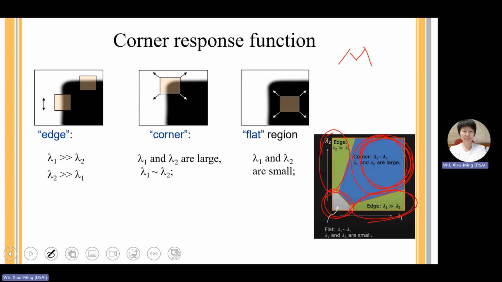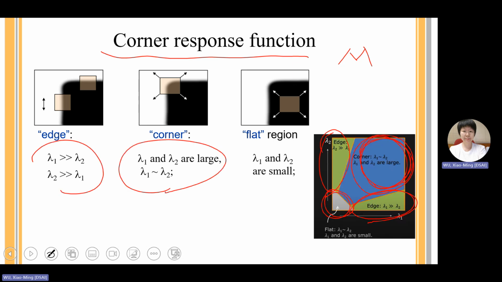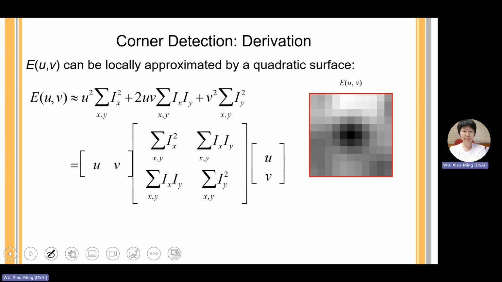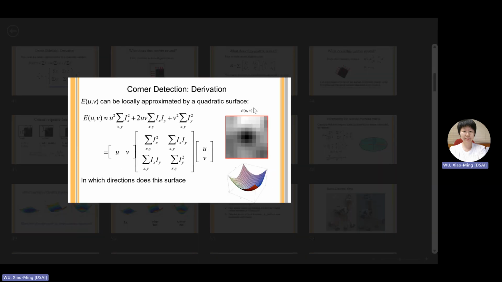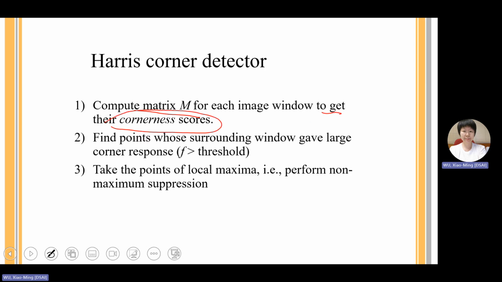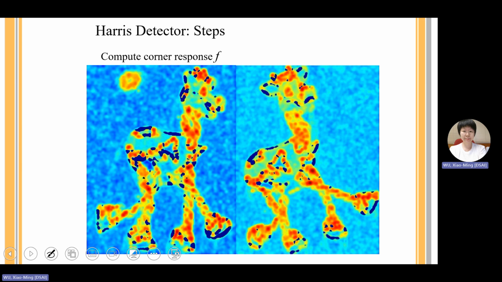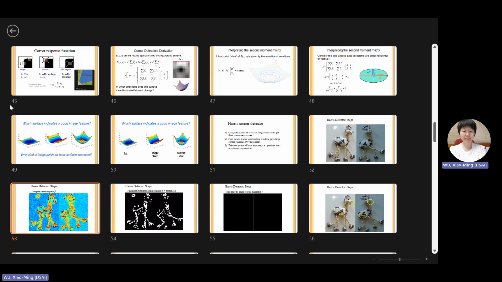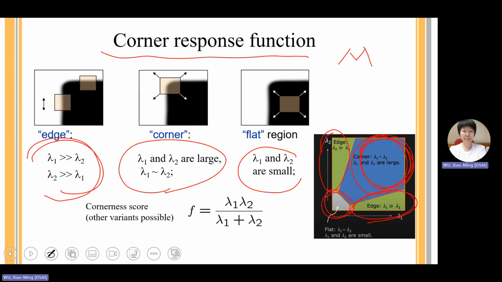Okay, and we can design a corner response function with lambda 1 and lambda 2. A corner response function, remember? Remember how we compute the matrix M to get the cornerness score, right? For each pixel, we need to compute a value to indicate the cornerness of this pixel. So we need to design a function using lambda 1 and lambda 2. So this is a sample function.